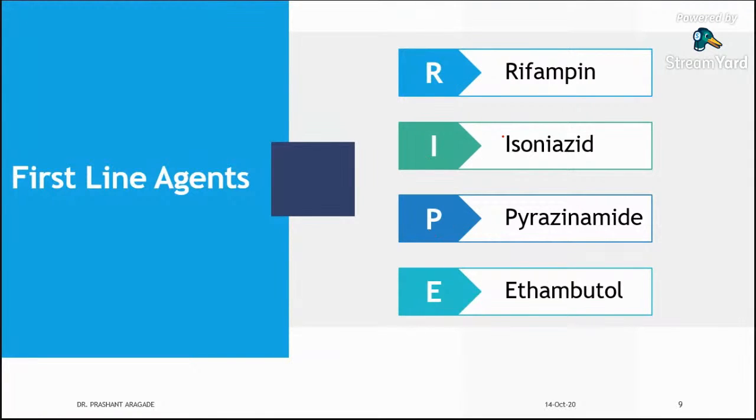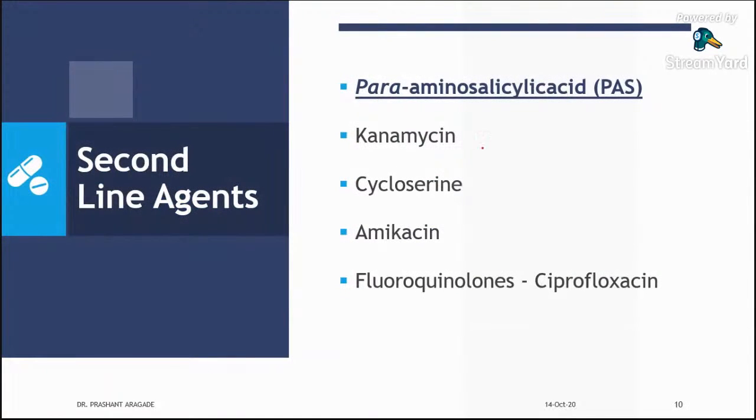Then we will see the second line agents. Second line agent means what? The agents which have more toxicity and less effectiveness against tuberculosis. The first agent is PAS, that is para amino salicylic acid. The standard abbreviation useful for this drug is PAS.